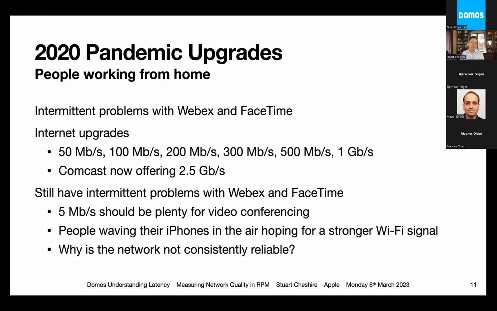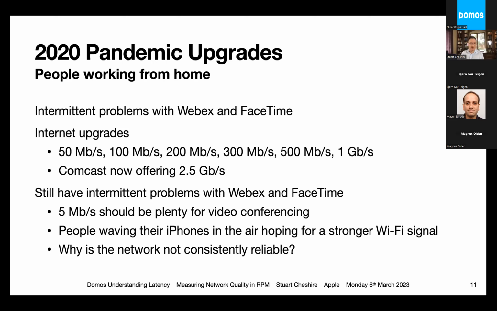And then the COVID pandemic came around, and we're all working at home, and video conferencing wasn't very good. And lots of people, I'd say 80% of the people I know, upgraded their internet service because they thought that would fix it. And we've gone from 50 to hundreds to gigabit and even beyond gigabit per second to the home. And it still doesn't solve the problem.